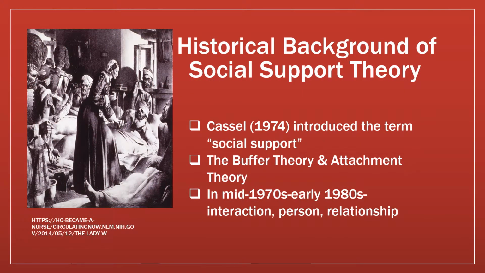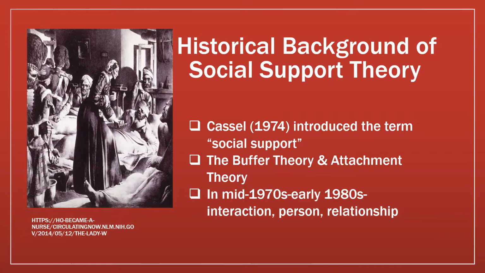Historical background of social support theory. So in the early 70s, one of the earliest social support theorists, named Cassel, was the pioneer in introducing the term social support. Based on the study of animal behavior, he theorized that strengthening social support could possibly improve the health of humans. So there were these two theories, which are called the buffer theory and the attachment theory.